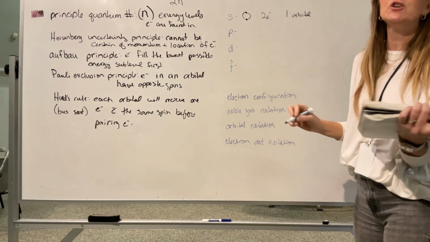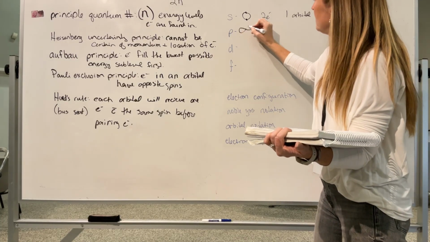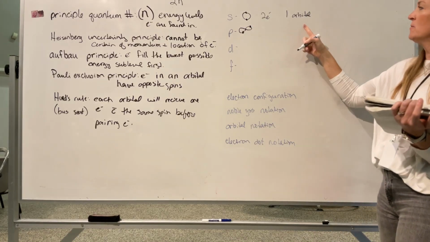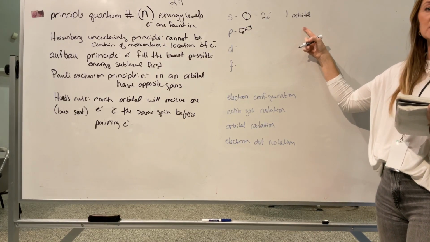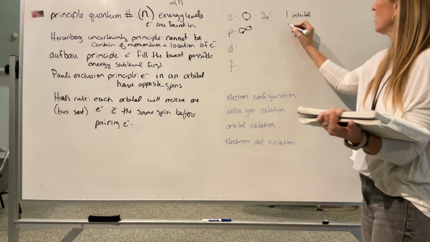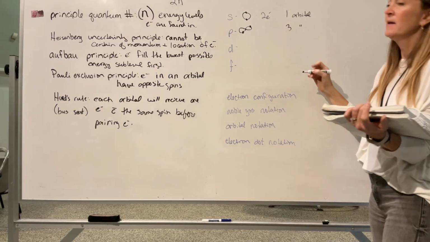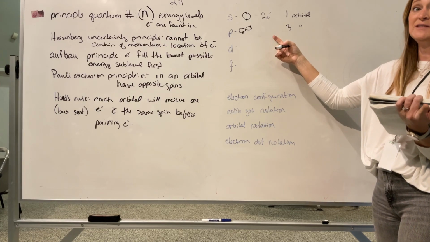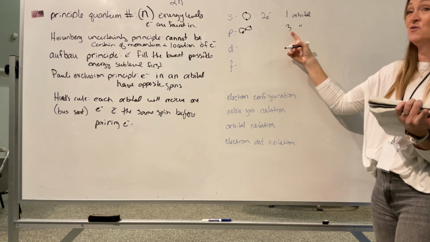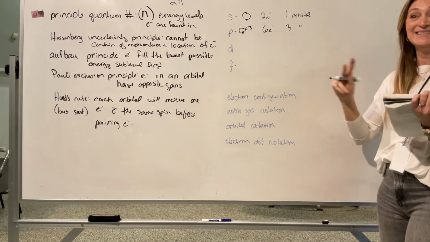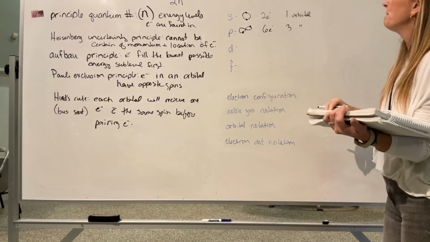Okay. P, what's the shape? Peanut. How many orbitals does P have? It has 3. And how many electrons can it hold? 6, because every orbital can hold 2 electrons.